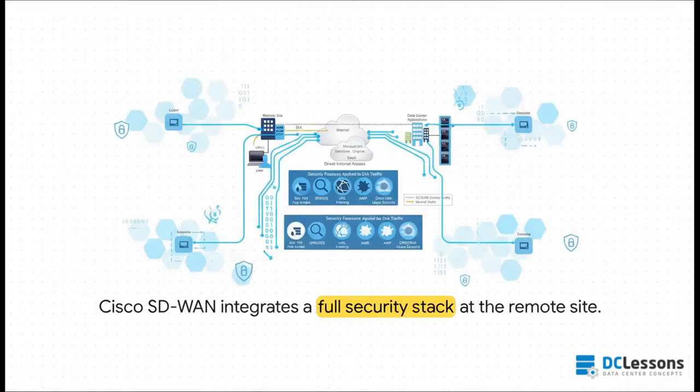So how is this even possible? Well, this is where modern SD-WAN solutions come in. The security stack is no longer stuck in the data center. As you can see right here in this diagram, a complete set of enterprise-grade security features can be built right into the router at the remote site.